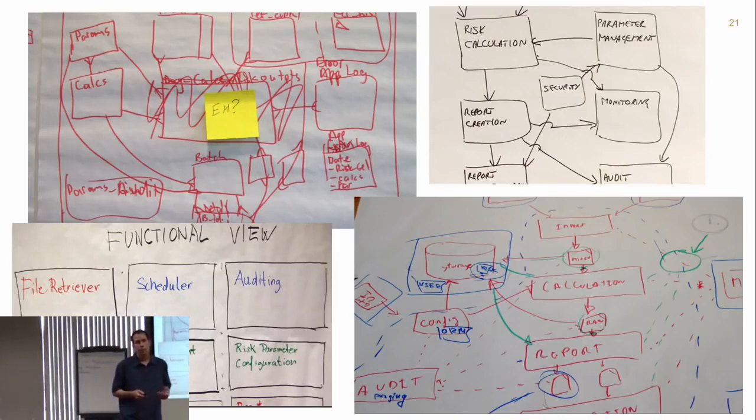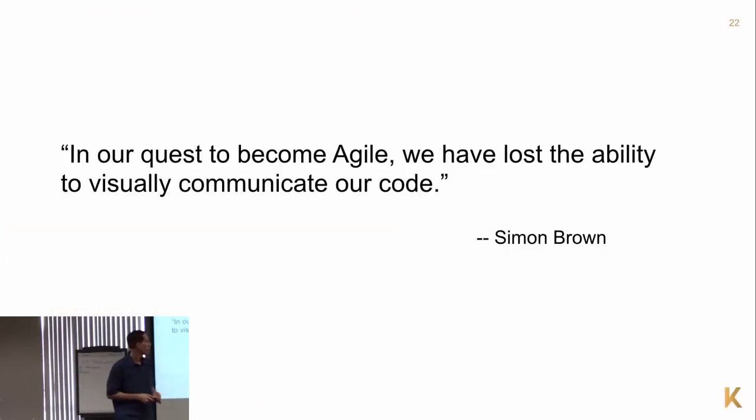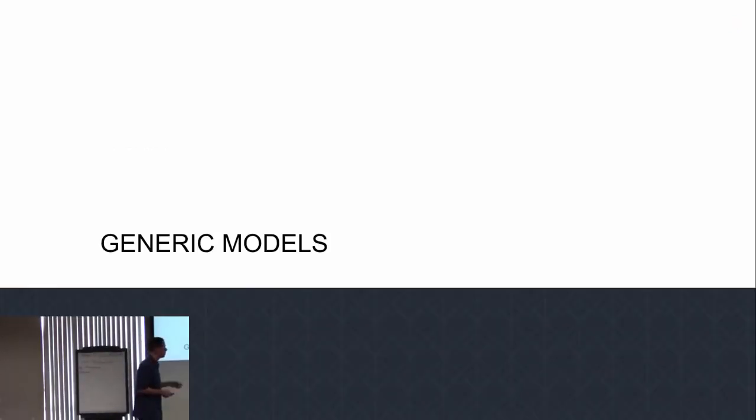Okay, there it is. And so what's going on here? Again, our ability to visually communicate our code structure, we've kind of lost some of that. And so I'm going to show you a few tools, a few models that you can use to start into this. So our quest to become agile lost us the ability to visually communicate our code. Right? So let's talk about some generic models, just to make this a little bit easier.